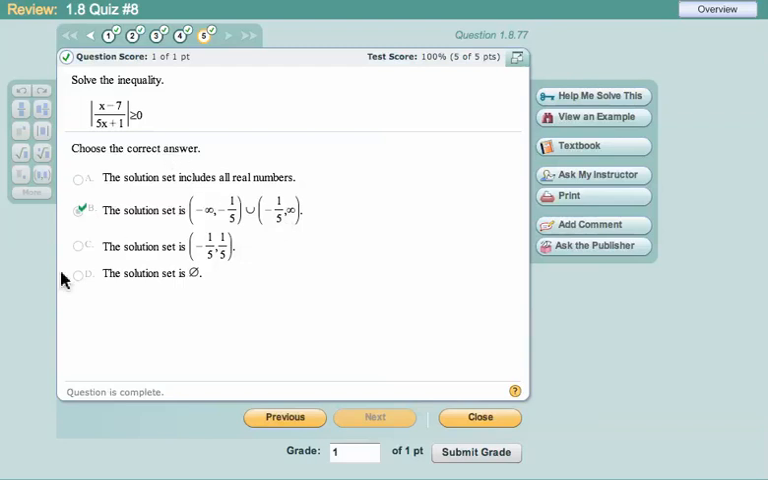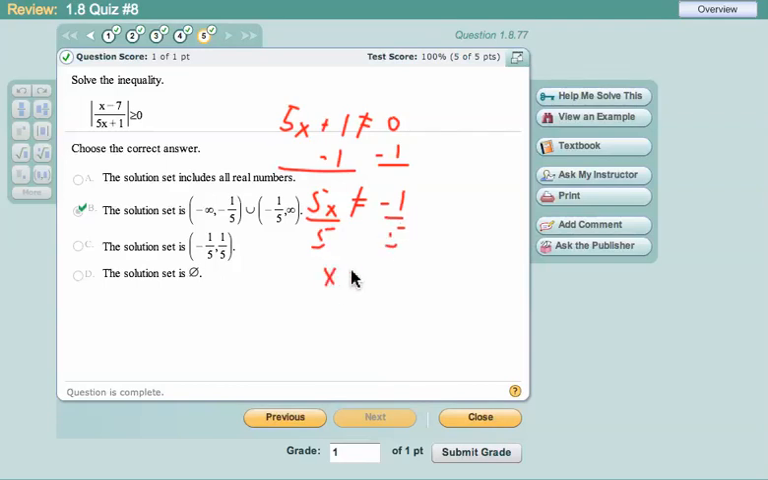Why not? Well, if we take a look at the denominator, 5x plus 1, that is not allowed to equal 0. If we subtract that 1 from both sides, 5x cannot equal negative 1, and then dividing by 5, we see that x cannot equal negative 1/5. All right, let's take a look at a picture of that.